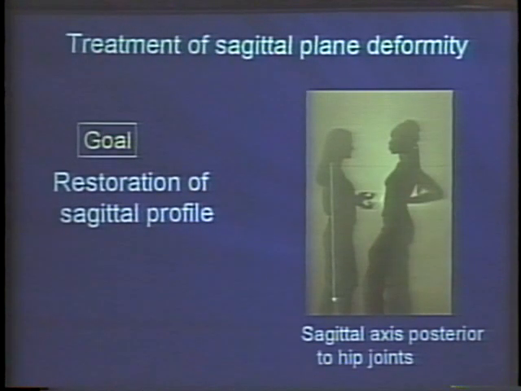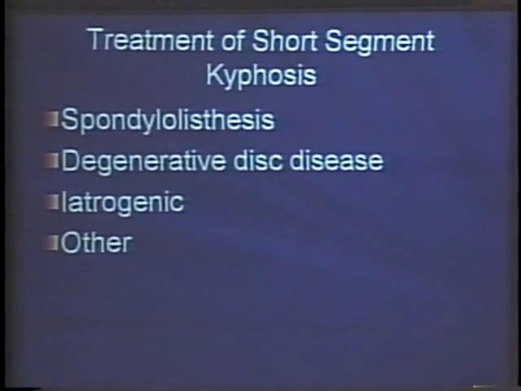So let's look at the treatment of sagittal plane deformity. The goal of this is restoration of the sagittal plane or the sagittal profile. To accomplish that, it's necessary to displace the sagittal axis at least posterior to the hip joints, as depicted by this line. So everything we do should be designed to displace the sagittal weight-bearing axis posterior to the hip joints.